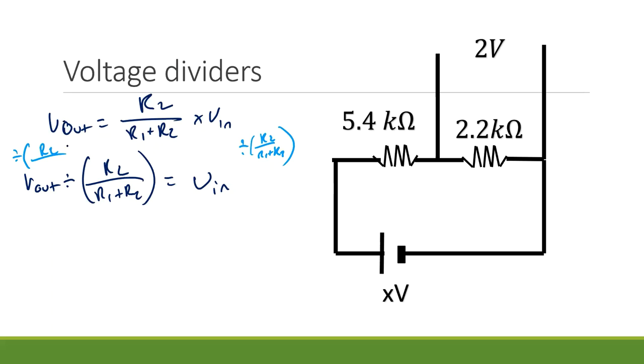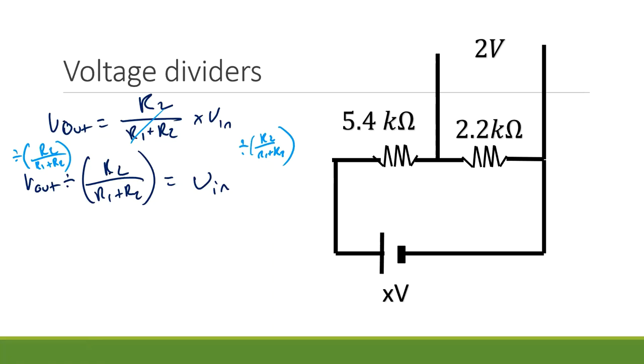Remember, all we're doing is canceling it out from this side by dividing by R2. If you wanted to divide both sides by R2, but then multiply both sides by R1 plus R2, that's another way you could do it. Now, as mathematicians, we should expand this and deal with it properly. As lazy engineers, we don't have to do that.